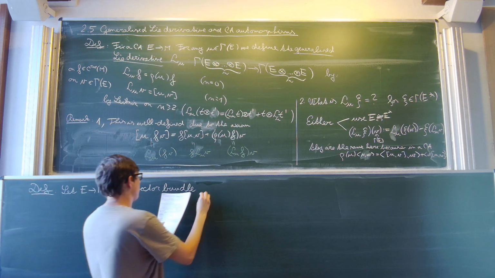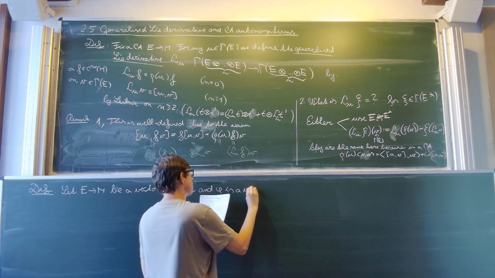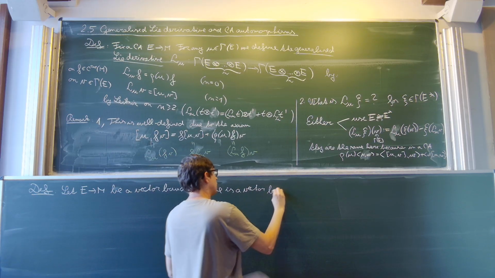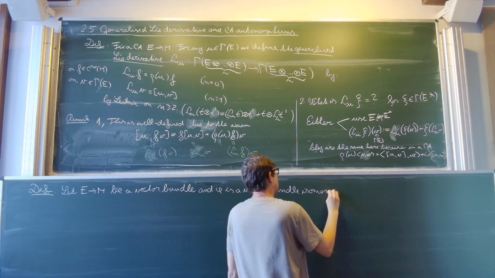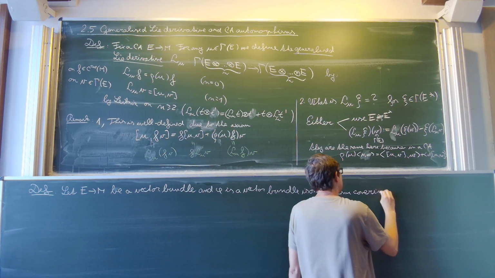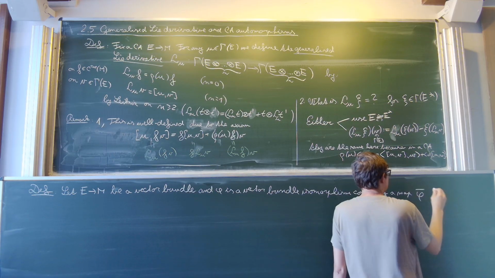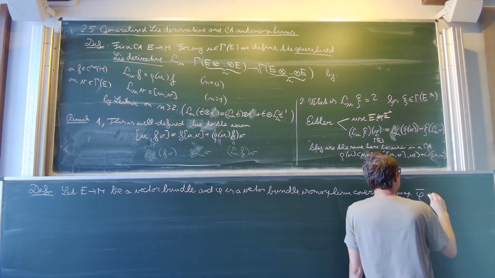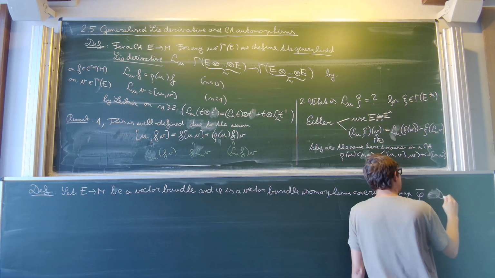So let this be a vector bundle, and phi a vector bundle isomorphism covering the map, which I will call phi bar, on the base. This is actually a diffeomorphism.